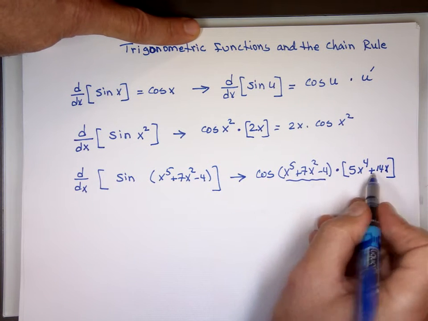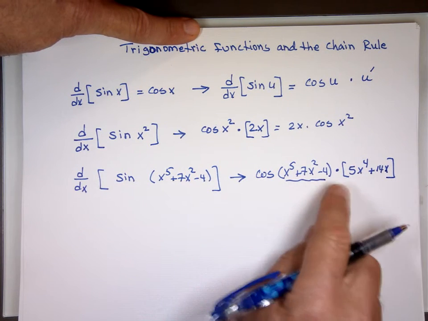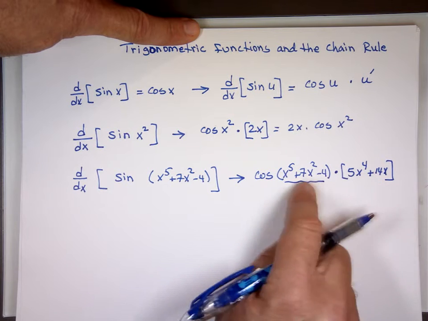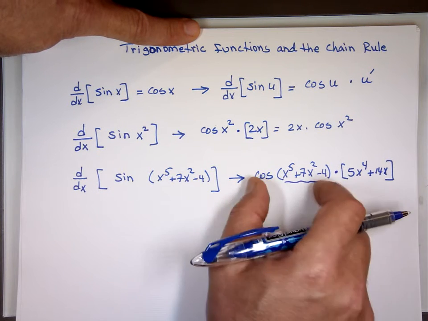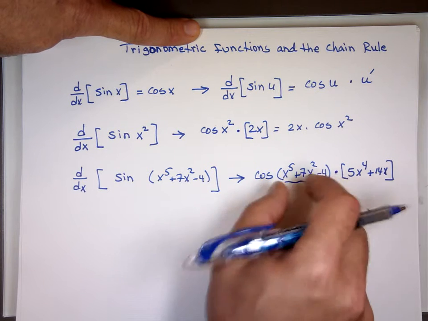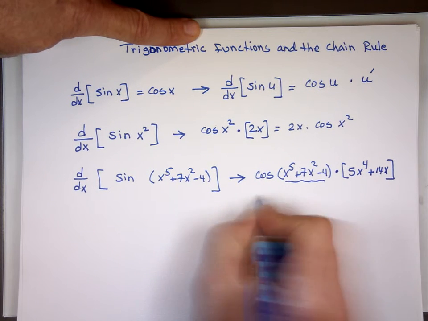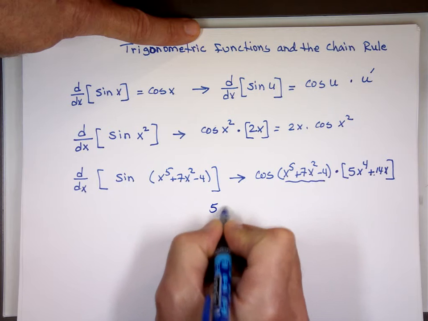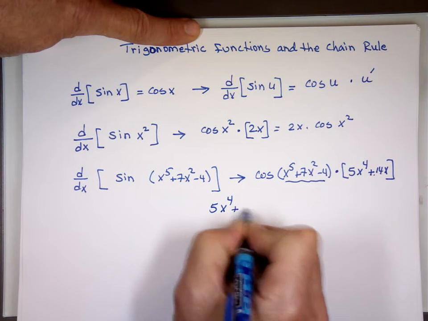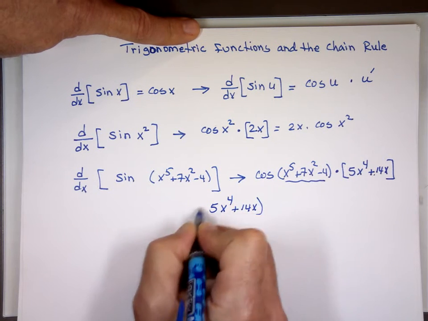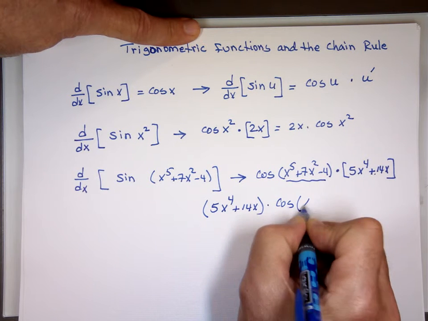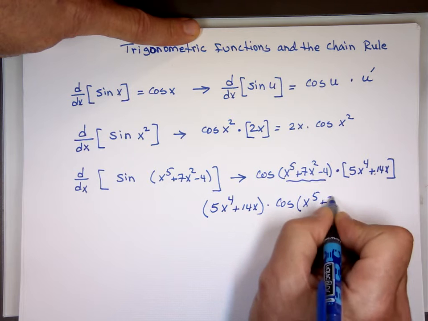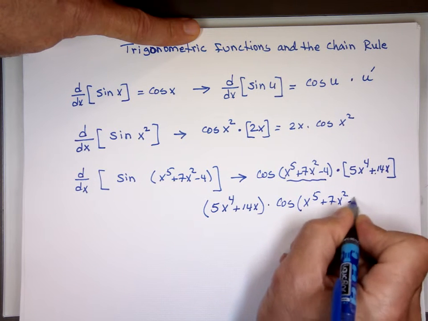So you don't multiply this time. That's why I like to put them on the front, because people say, why don't you multiply these together and make it one thing? You can't. This is not separate from the cosine. This is one thing, and you can't multiply this by this. So you can only take this value to the front, times the cosine of x to the fifth plus 7x squared minus 4.